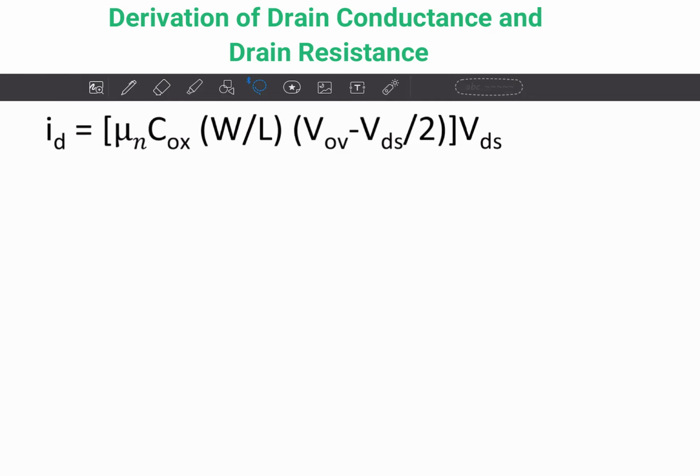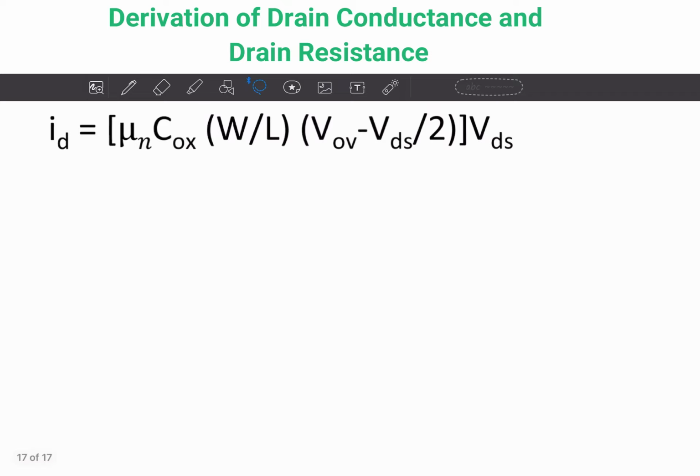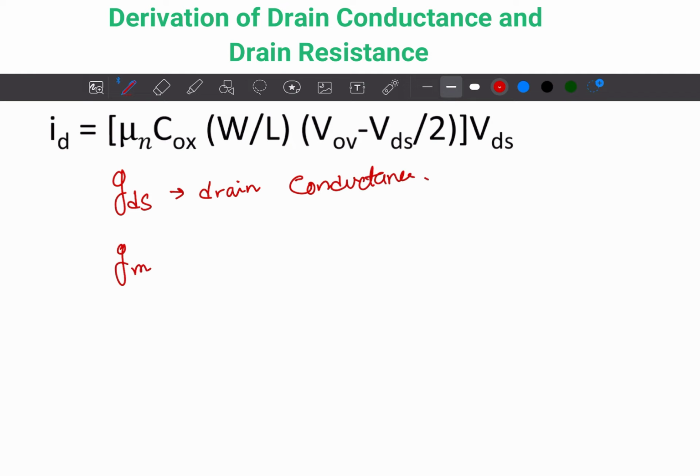Okay, so today's topic is drain conductance and the transconductance. We need to figure out the value of GDS, the drain conductance, and GM, the transconductance, and also we will derive the value of RD, the drain resistance.